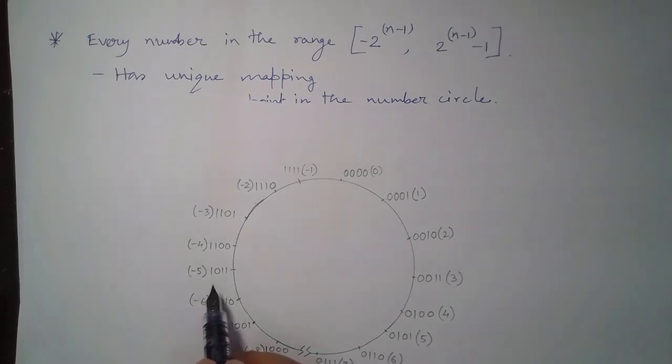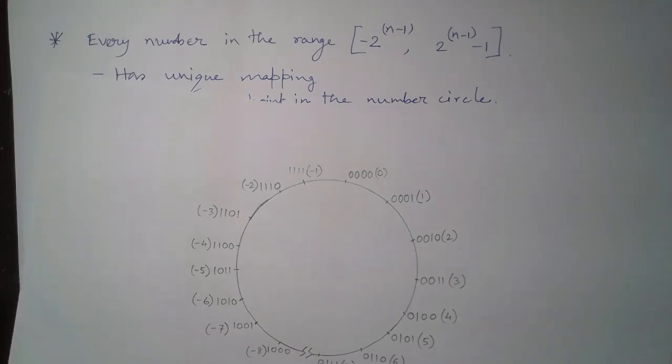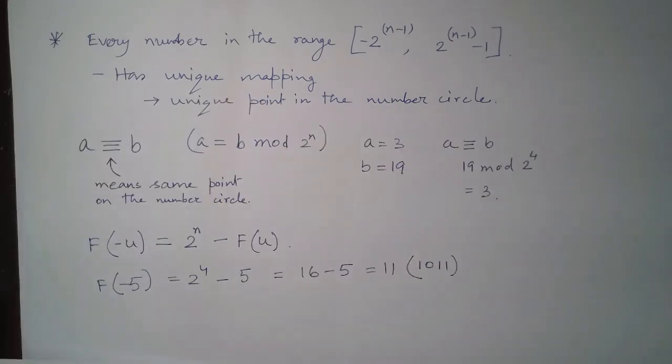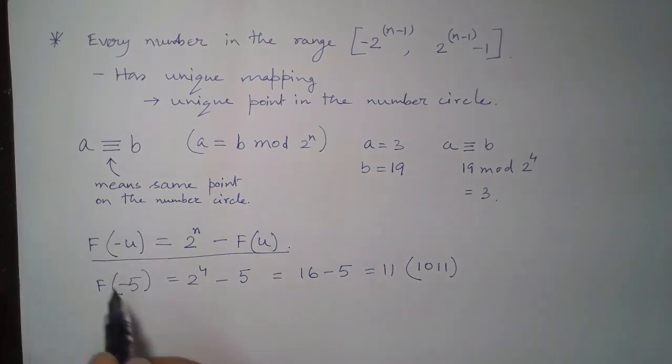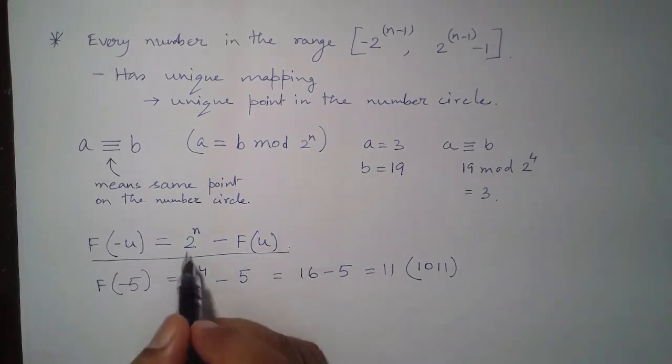All right. Now since to find the number, we are subtracting it from 2 to the power n, that's why it is called the 2's complement method. All right. And just to reiterate this, where did this come from? This came from this representation.